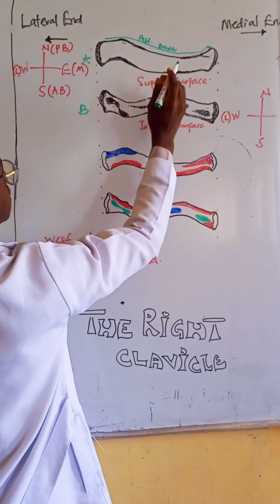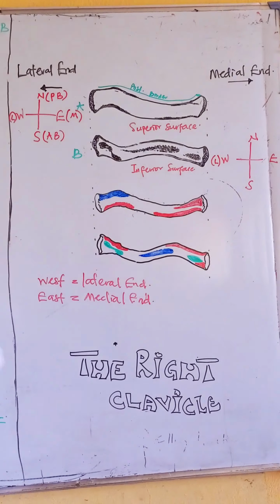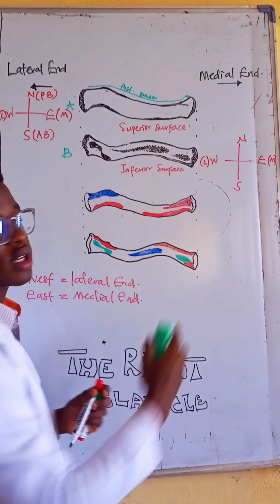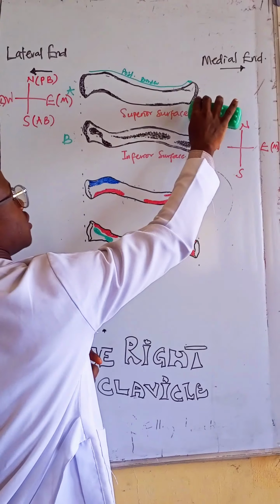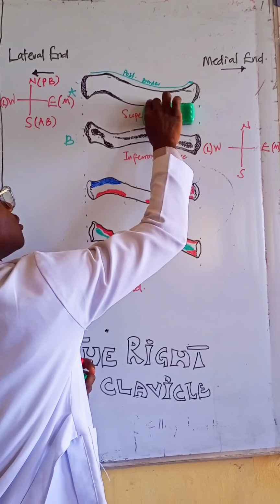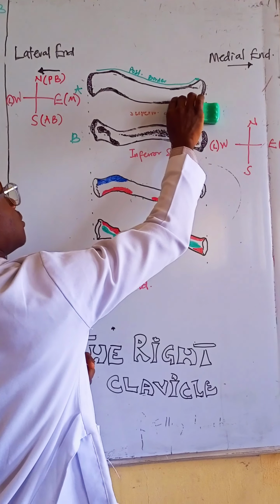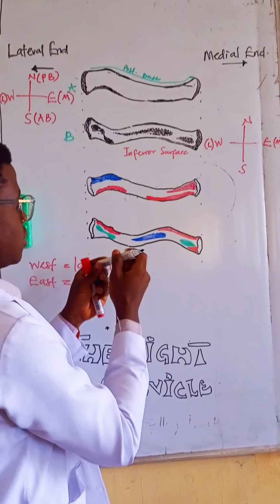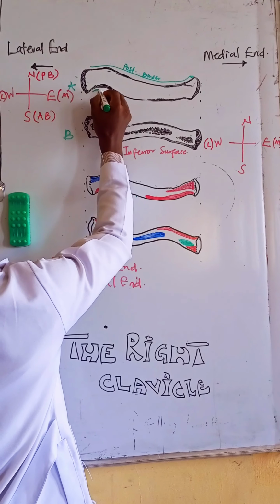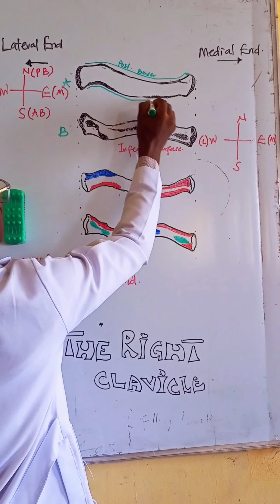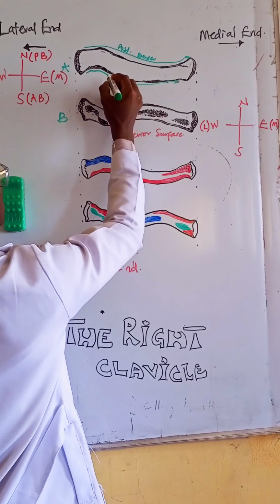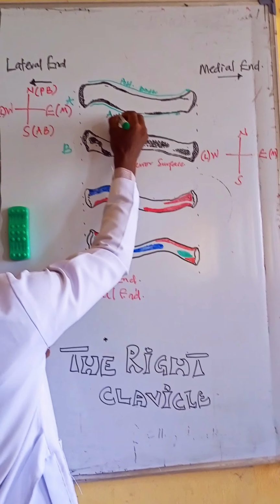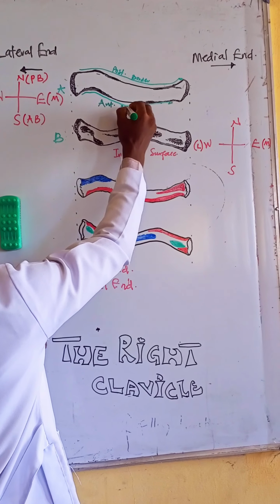Then let's have this clean. Since you already know this is the superior surface, perfect. So from here down to this side is the anterior border.